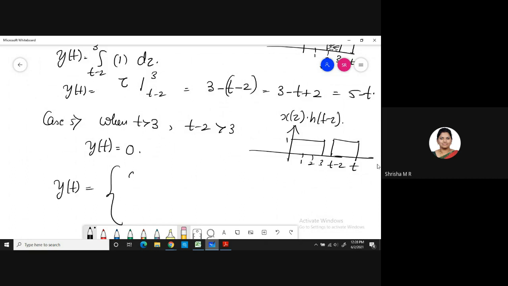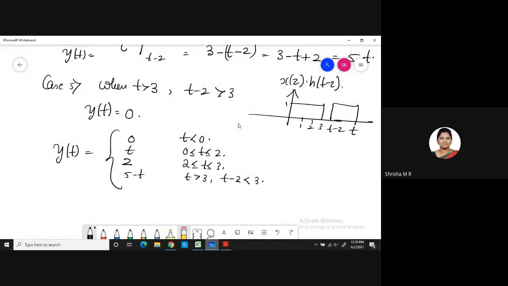For case 1, it was 0 when t is less than 0. For case 2, it was t when t was between 0 and 2. Then it was 2 when t was between 2 and 3. Then you had 5 minus t when t was greater than 3 and t minus 2 was less than 3. Correct? And you have 0, the last case, when t is greater than 3 as well as t minus 2 is also greater than 3. Got it, everyone?